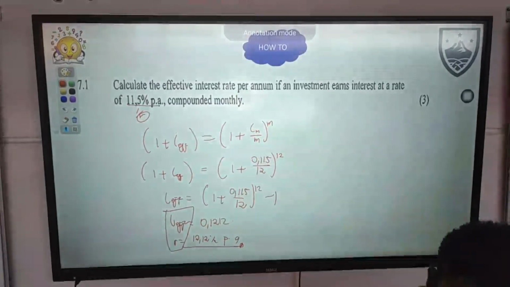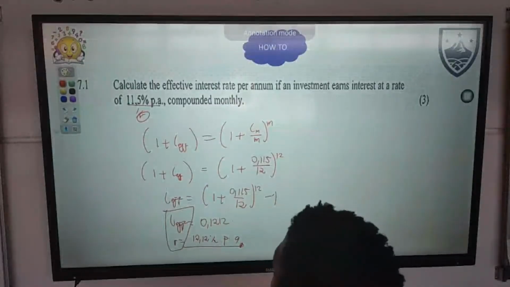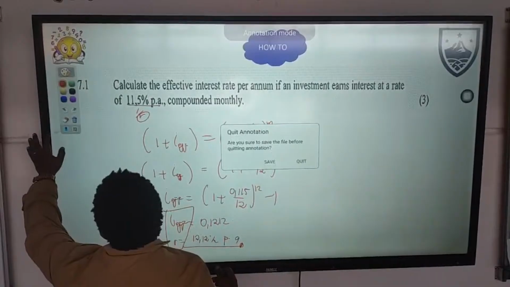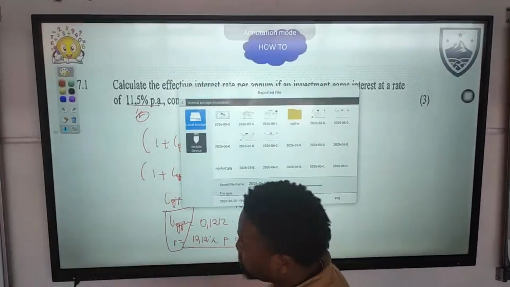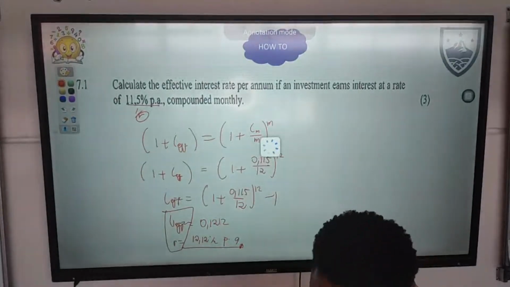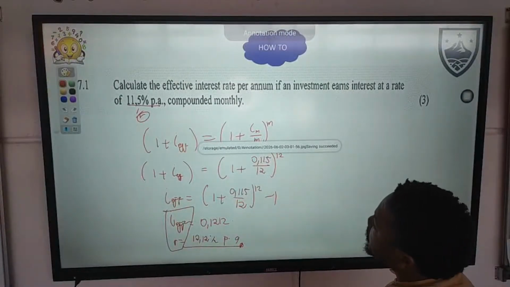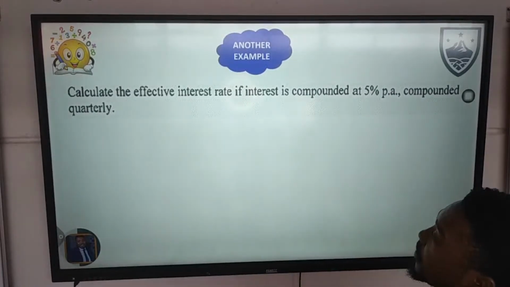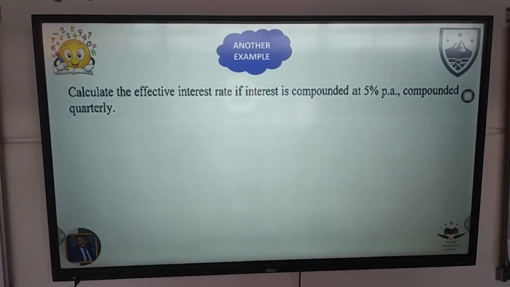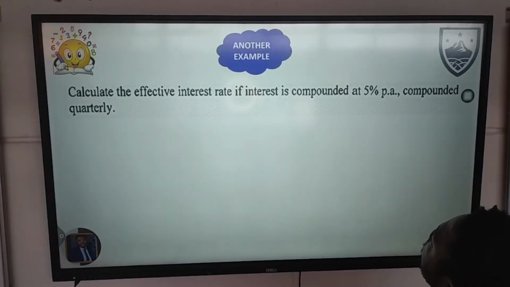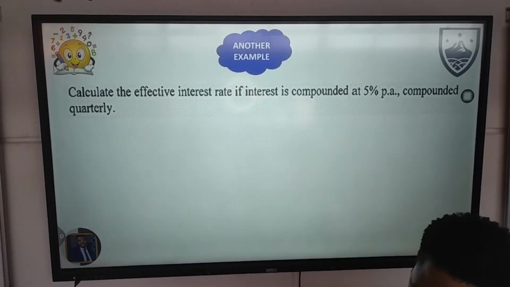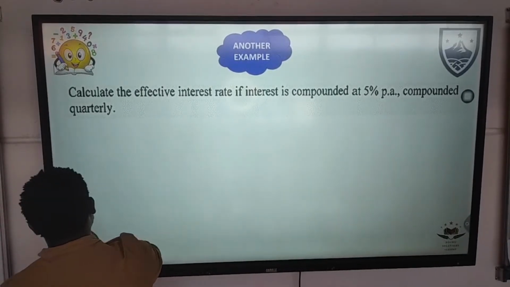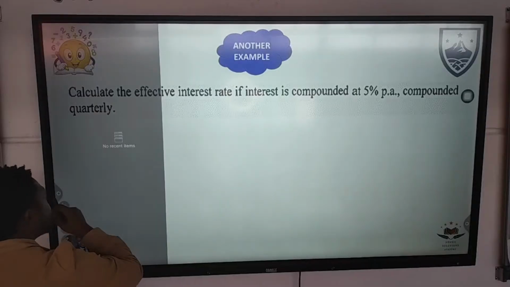So that's how we do the interest rate. Let's see if we can have another problem that we can do. Let's look at this one. We need to calculate the effective interest rate if the interest is 5% per annum, compounded quarterly. So it becomes also very straightforward. We now know the formula.